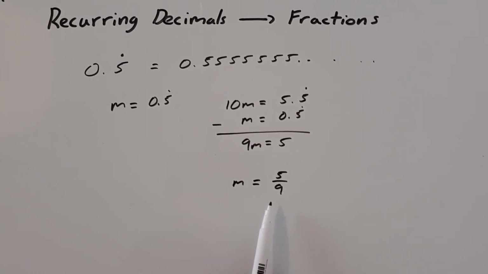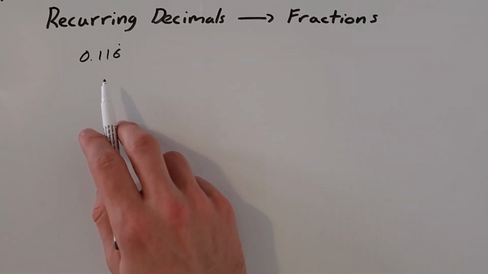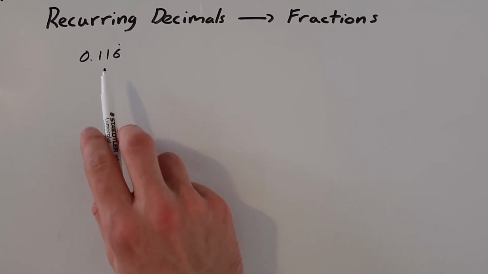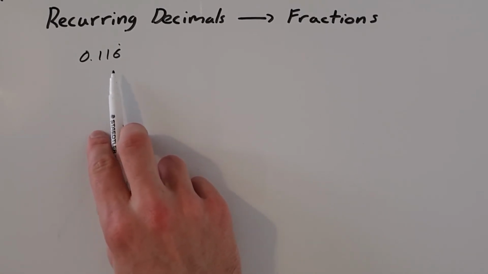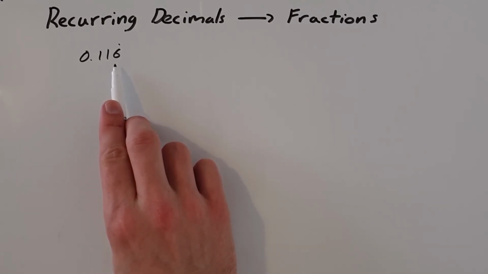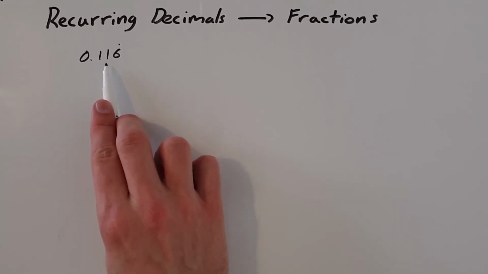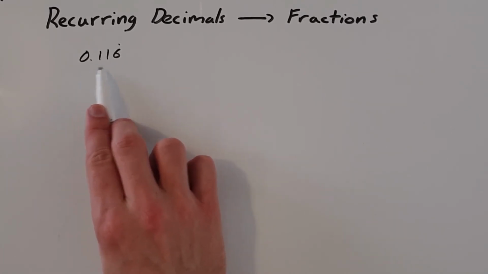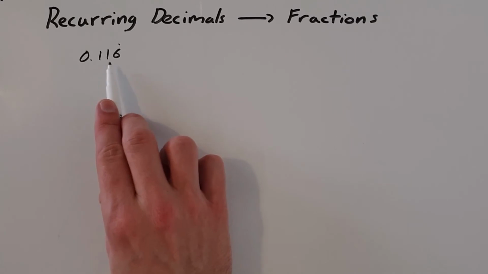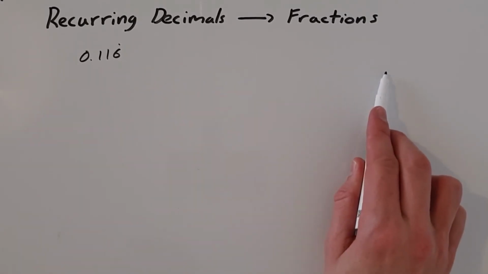So now we're going to show you a slightly different example. We're going to move on to a slightly different example of a recurring decimal, and this one could be slightly trickier, because the recurring part of the decimal does not come straight after the decimal point. We've got some numbers in between which are not recurring. So this decimal would be 0.116 and then sixes for infinity.